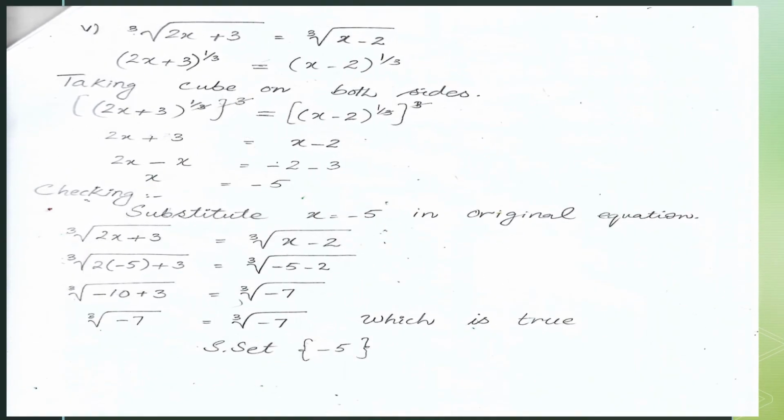Now in the question, there are left hand side and right hand side. On both sides there is a cube root, and what we do, we have to solve. Then you see this, the first step is (2x plus 3) to the power 1 by 3 is equal to (x minus 2) to the power 1 by 3, taking cube on both sides. Now solve this. x is equal to minus 5. Now checking, keep the value. You have seen the left hand side is equal to the right hand side, which is 2, and our solution set is minus 5.